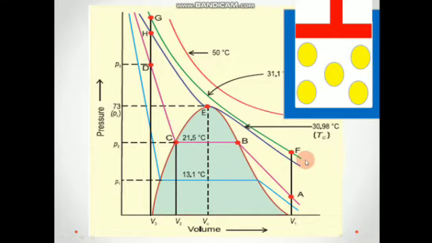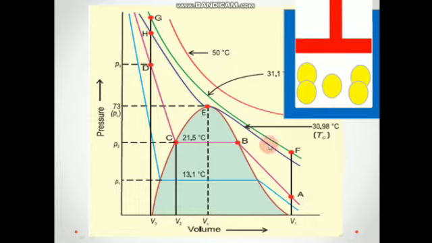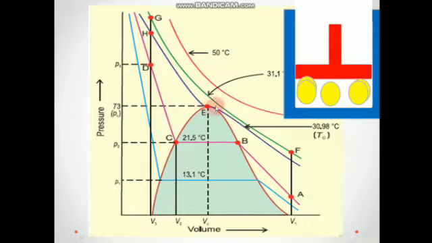And again in the third experiment, he is decreasing the temperature. Initially it was 50 degrees, then he decreased it to 31.1. Now he gives a slight decrease, from 31.1 degrees Celsius to 30.98 degrees Celsius. So it is just a slight difference, right, from 31.1 degrees to 30.98 degrees. At this temperature, when he compressed the gas from this point to this point, suddenly when it reached this point, it changed to liquid state. So it was a sudden change.